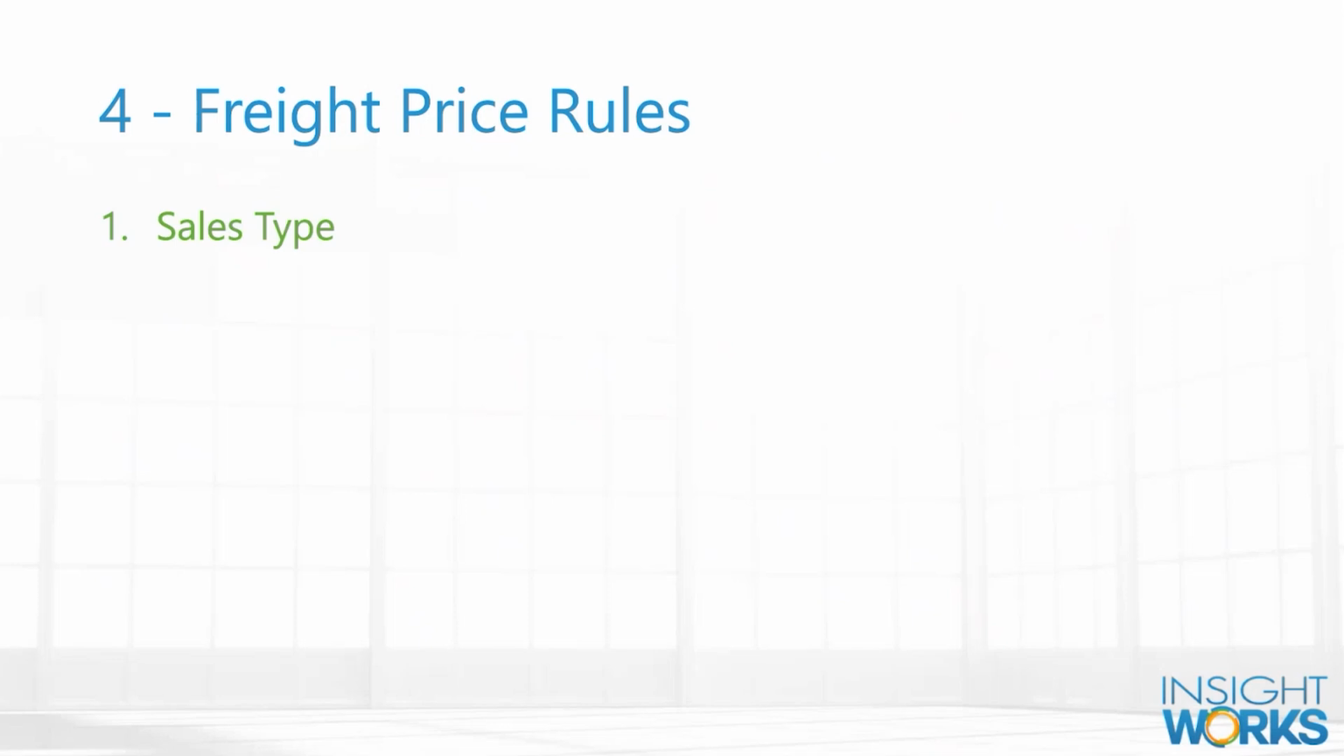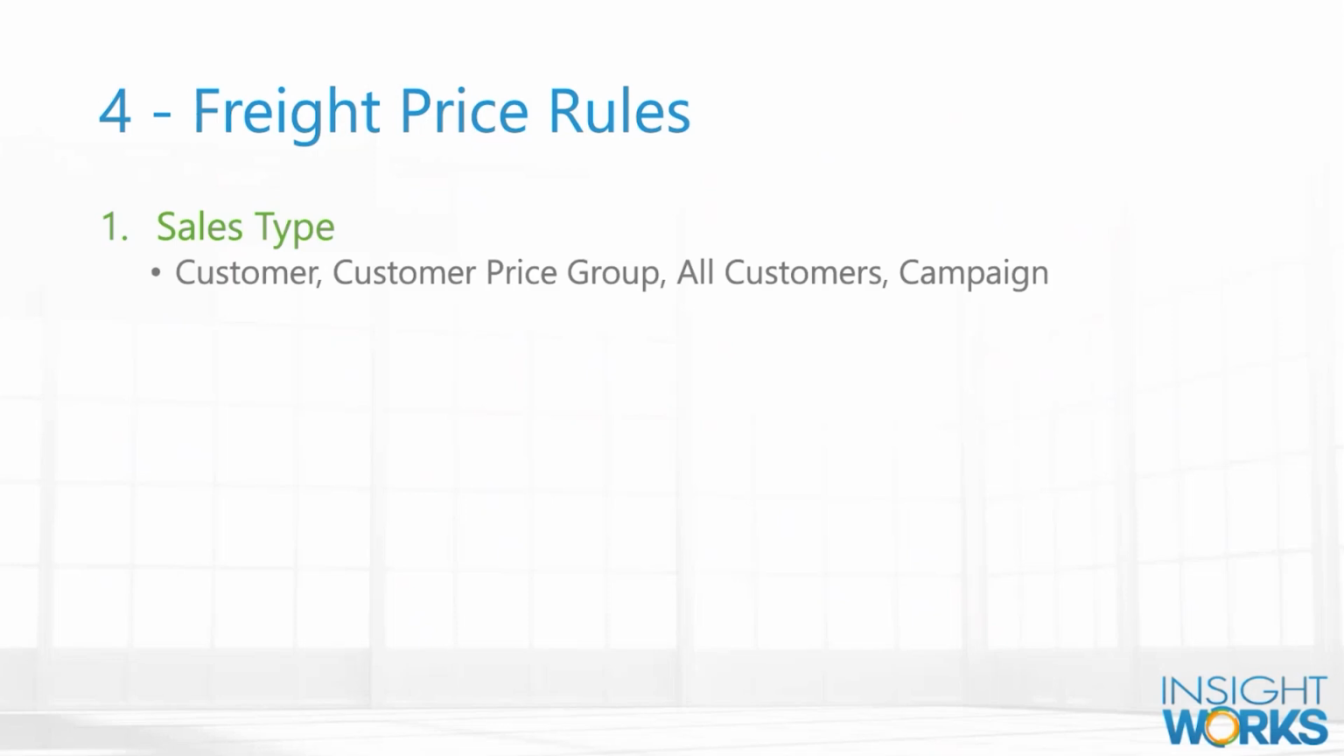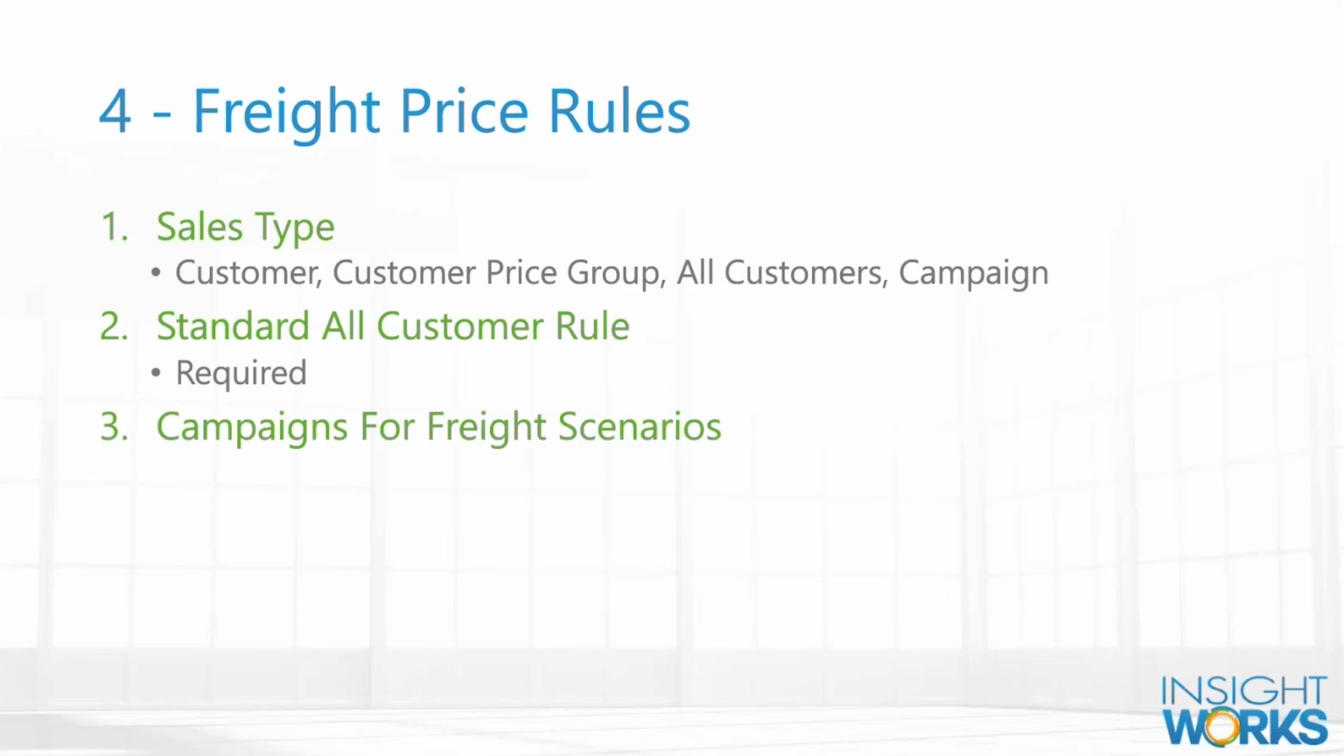Now, we're going to go over the sales types, and there are four, and they are listed in this hierarchy, and that's how they're applied, and we'll look at that in the table. The standard all customer rules: there must be one standard freight price rule for all customers, and that is required. Campaigns for freight scenarios, so free freight or any other kind of campaign that they may want to use.